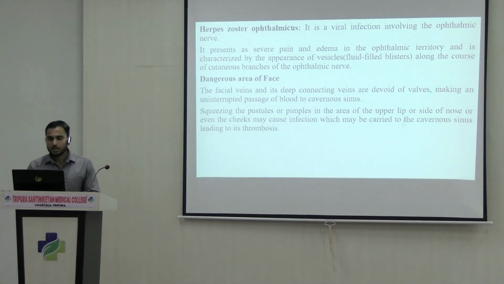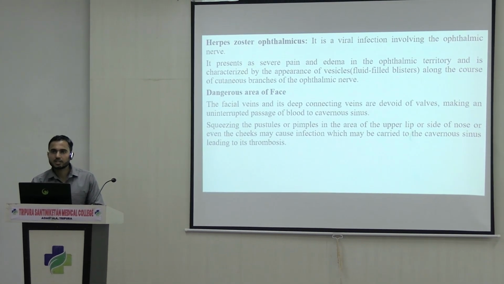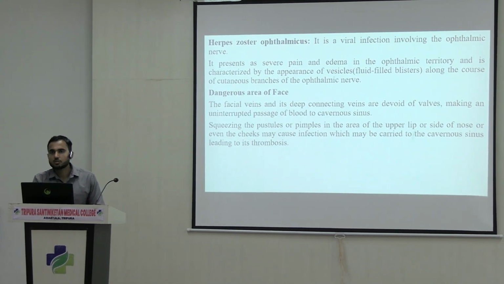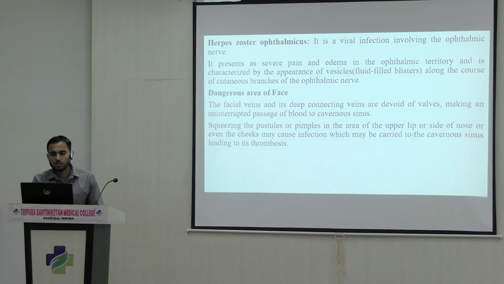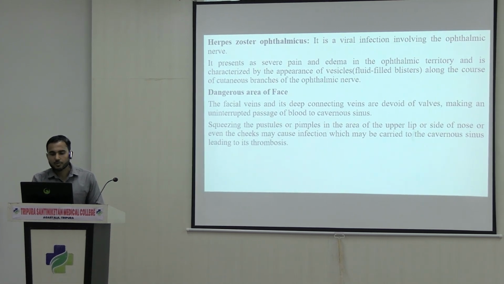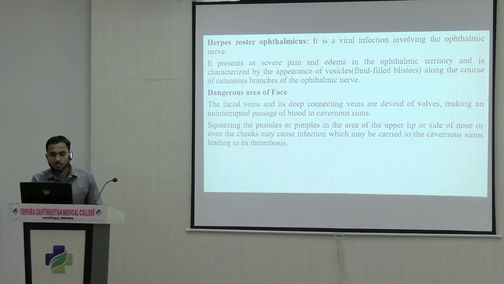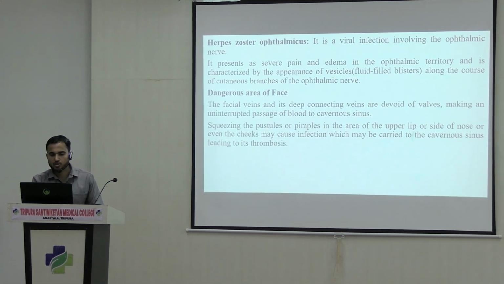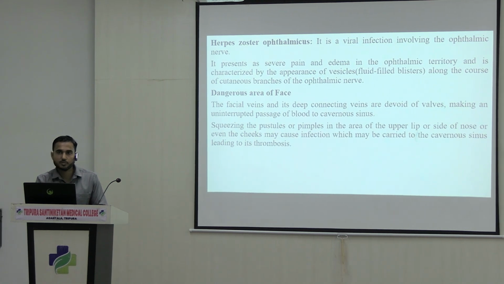Okay, next herpes zoster ophthalmicus. This is an important clinical condition. What happens in case of herpes zoster ophthalmicus? Here the viral infection involving the ophthalmic nerve is taking place. It presents as severe pain and edema in the ophthalmic territory, and is characterized by the appearance of vesicles, which are fluid filled blisters along the course of the cutaneous division of the ophthalmic nerve.